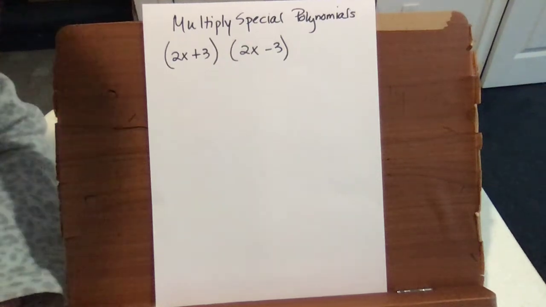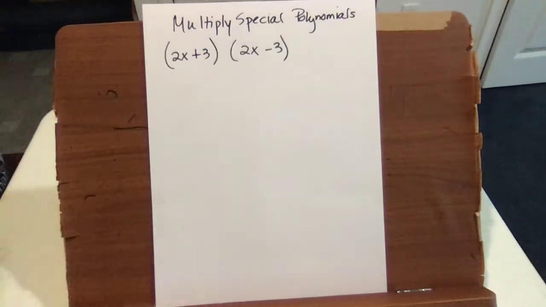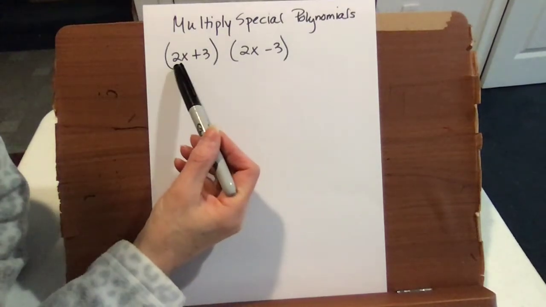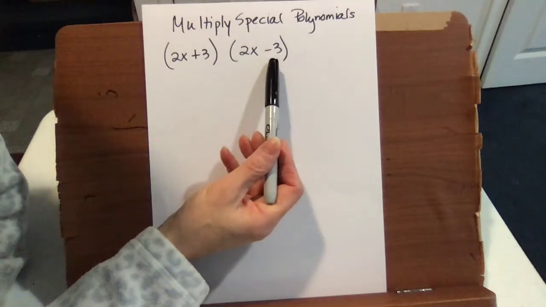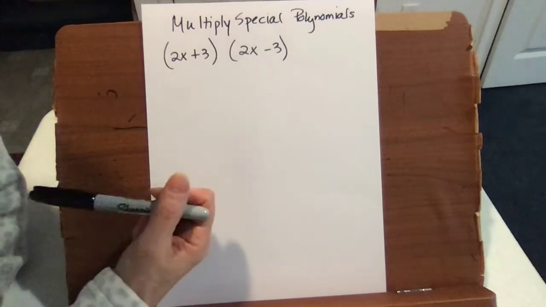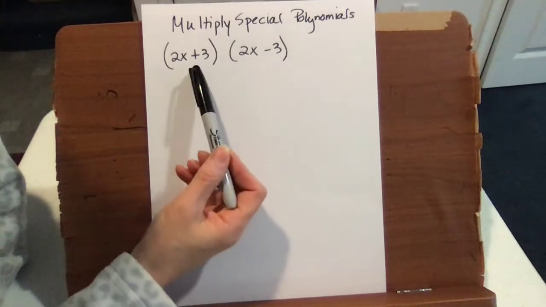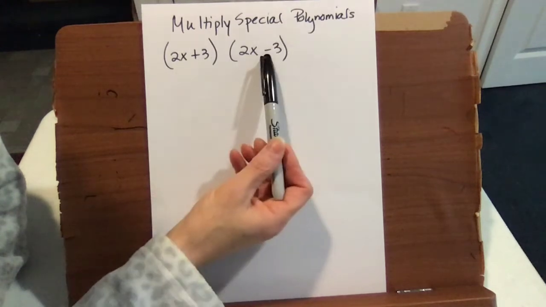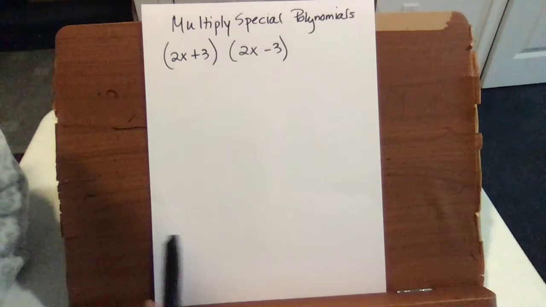All right, today we're going to take a look at multiplying special polynomials. Okay, so let's take our first example here. We have a quantity of 2x plus 3 times a quantity of 2x minus 3. And what makes these so special is that both the first terms are 2x and both of the last terms in our binomials are 3. And they have different operations. One is plus and one is minus. So this is what makes them kind of unique and special.